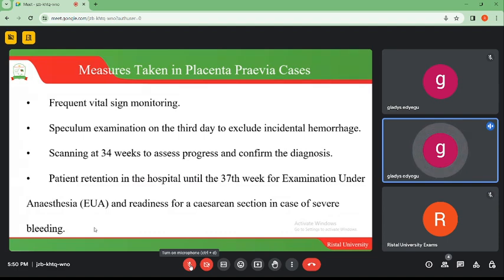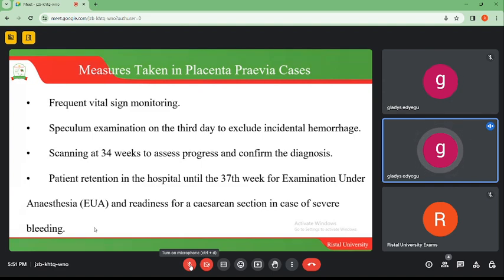Then scanning at 34 weeks to assess progress and confirm the diagnosis. So if these mothers did a scan before 34 weeks of gestation, it's also advisable that when they reach 34 weeks of gestation, they should also do a scan that can help us confirm the diagnosis of placenta previa. Then patient retention in the hospital until the 37th week for examination under anesthesia.